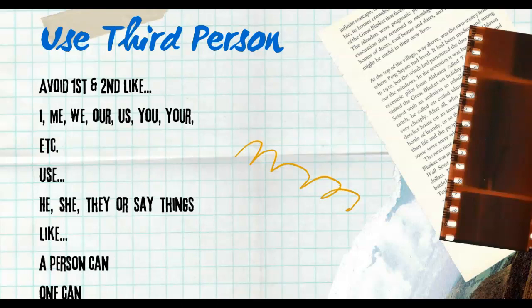Again, this might be something your instructor tells you to do, and in that case, you'll ignore what I just said and use whatever person they want you to write in. So examples of third person would be he, she, they, or say things like a person can or one can. So there are many ways you can do that. Most of the time when people use our, us, you, or your, it's pretty easily replaced with something else. So try to stay away from those.